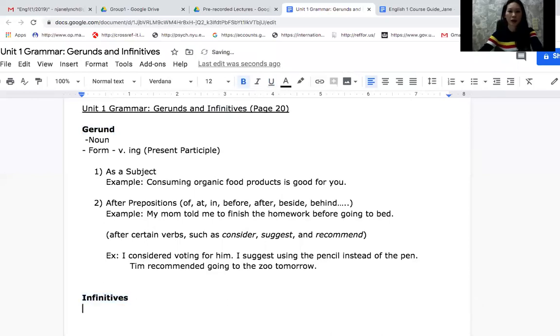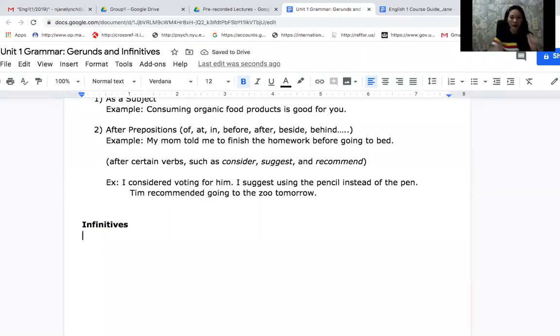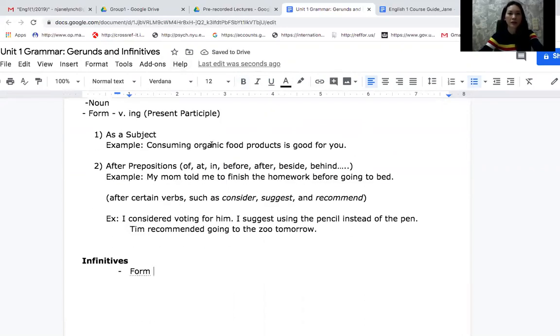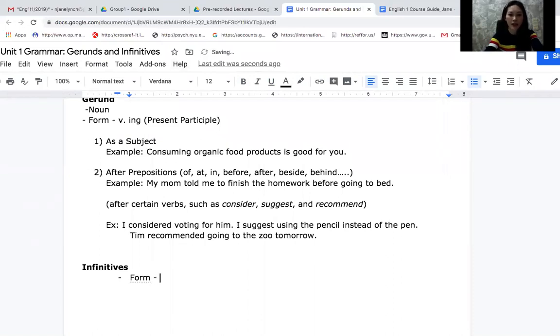Infinitives. What are infinitives? Okay, in the book it says infinitive, the form. Let's talk about the form. What is the form? The form of infinitive is to plus verb. What kind of verb? Base form. What is base form? Okay, let's see. What is base form?